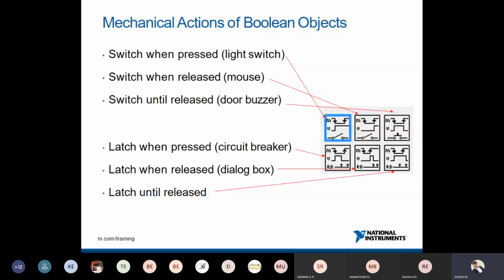Until you hold the door buzzer, the buzzer will make a sound. Once you stop, or if you take your finger away, the buzzer will stop. Door buzzer is a basic example of a switch. Latch when pressed, circuit breaker. Latch when released, of course, it's a dialog box. Latch until release, of course, it's the door buzzer itself.